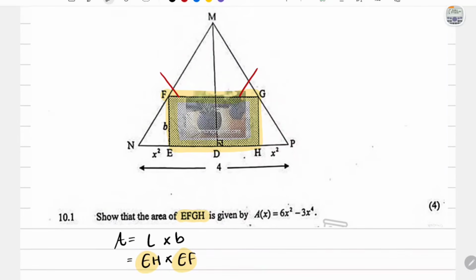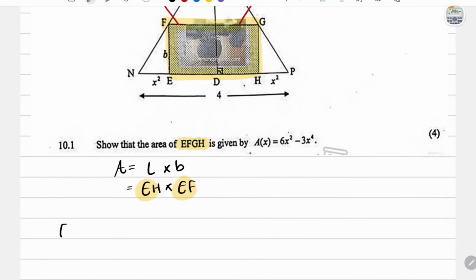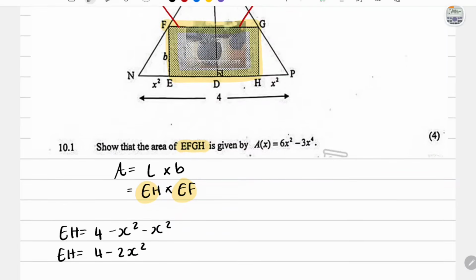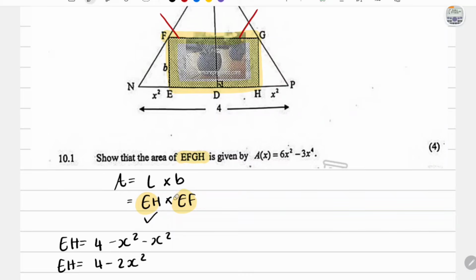How do we find EH? That one seems quite simple to find. They told you this entire thing is 4 units. From here to here is x squared. From here to here is x squared. The remaining part is EH. So to find EH, you would just take the entire 4 units and minus this little part, the x squared, and minus that other part, the x squared, and you'll be left with your EH. So EH in terms of x is 4 minus x squared minus x squared, which is 4 minus 2x squared. Okay, so we have EH, check. Now we just need to find EF.